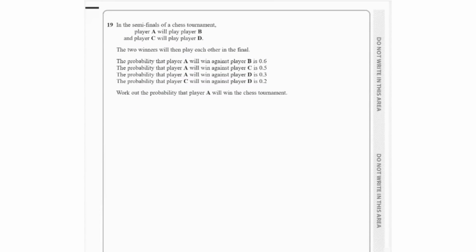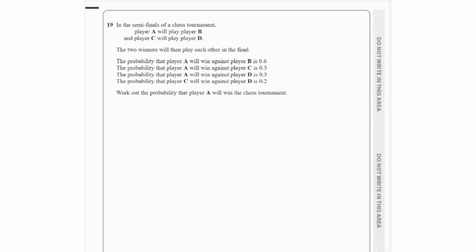Question 19 is in the semifinals of a chess tournament, player A will play player B. Player C will play player D. The two winners will then play each other in the final. The probability that player A will win against player B is 0.6. The probability that player A will win against player C is 0.5. The probability that player A will win against player D is 0.3. And then the probability that player C will win against player D is 0.2. Work out the probability that player A will win the chess tournament.